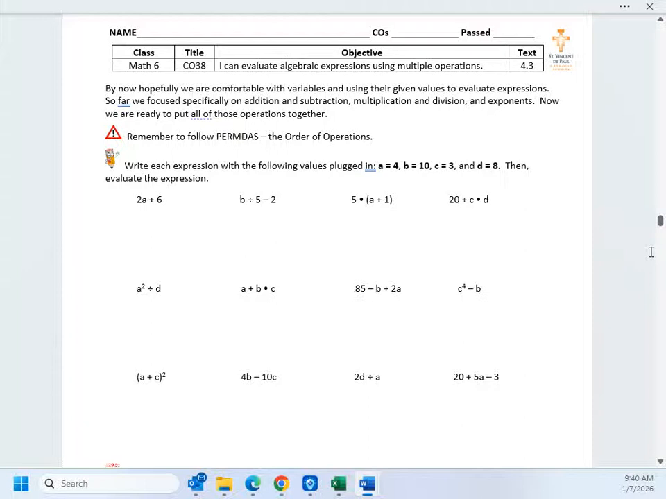Good morning. Today we are continuing on working with those expressions. We are doing CO38: I can evaluate algebraic expressions using multiple operations. Does anybody know what the term evaluate means? When you're asked to evaluate something, what are we doing?